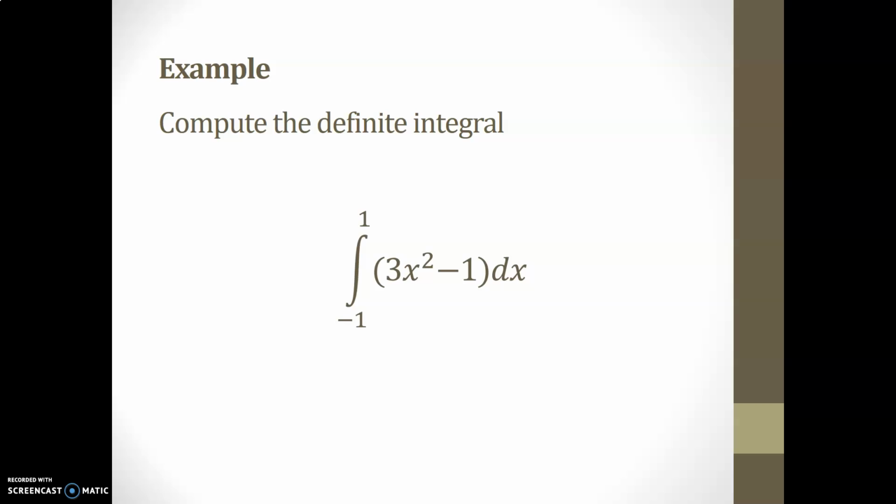So as you can see here, the definite integral from -1 to 1 means that the interval we are going to measure the Riemann sums on is from -1 to 1. The function, the integrand, 3x squared minus 1, is the function whose area we're going to be computing.